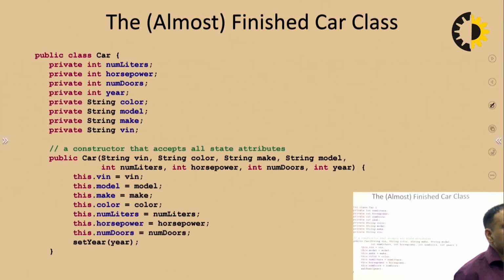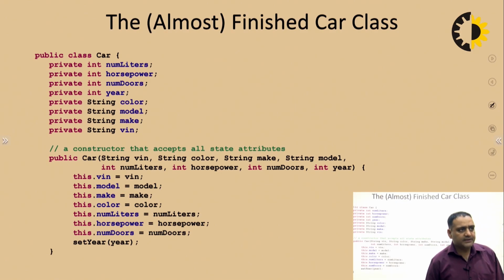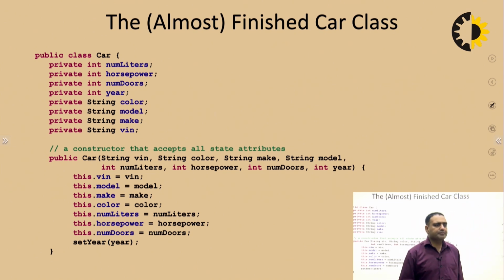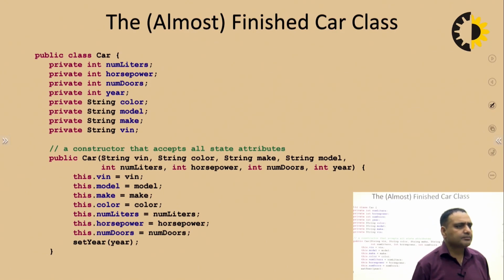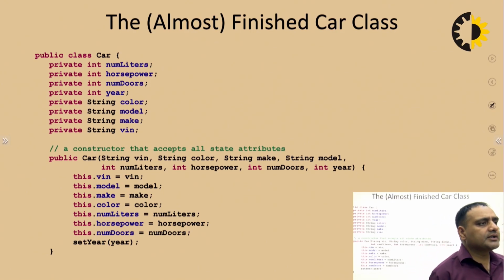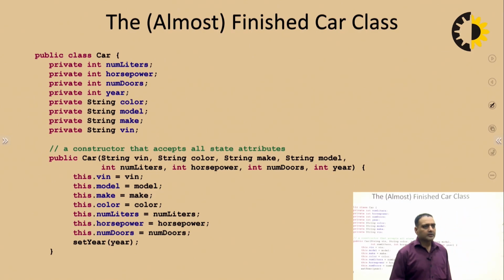The almost finished car class, here I am seeing the example. Car is a class. In the car class, here it is mentioned some private data members: num liters, horsepower, num doors, year, color, model, make, VIN, vehicle engine.